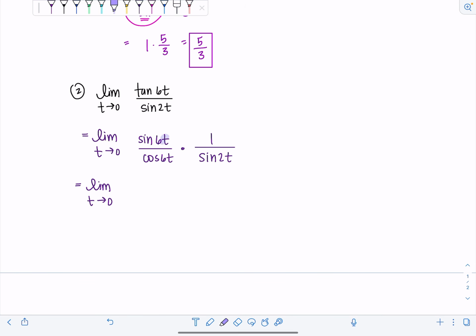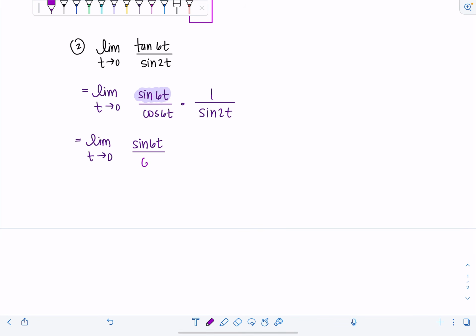So first focus on sine 6t. Oh my goodness, what do we wish was in the denominator? Not that cosine 6t. I wish that there was another 6t down there. So I'm going to add it in, and then I have to multiply by 6t over 1. That way I'm just multiplying by 1, right? I'm not doing anything illegal. Times 1 over cosine 6t, which I'm just going to leave alone, minding its own business.